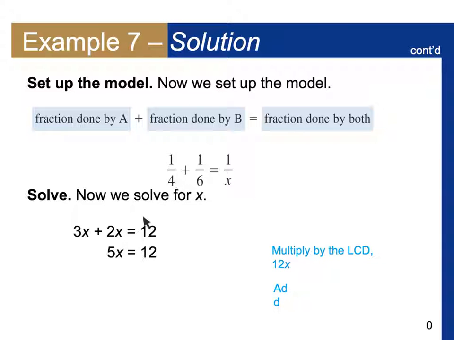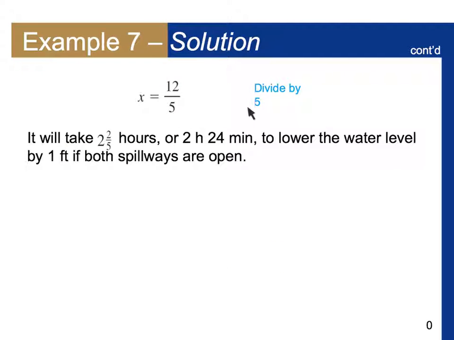When we do that, we get 3x, because 12x divided by 4 is 3x. Then we get 2x, because 12x divided by 6 is 2x, and that equals 12, since 12x divided by x is 12. That gives us 5x equals 12. We divide both sides by 5, and we get x equals 12/5, which is 2 2/5, so it's 2.4 hours, or 2 hours 24 minutes, to lower the level by 1 foot with both spillways.